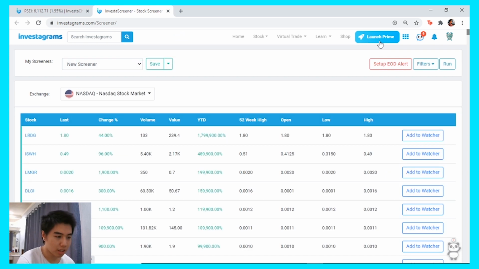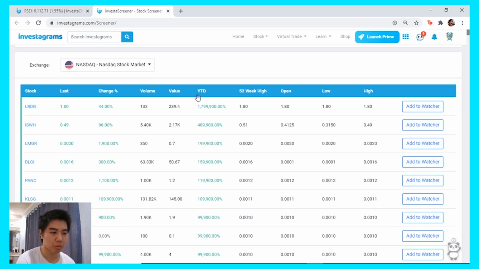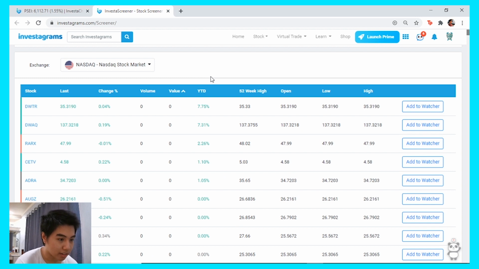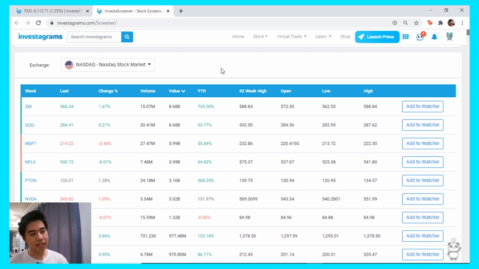Alright, so a lot came out. Don't mind these 1 million year-to-date ones, they're like penny stocks in the US, and illiquid, sorry. So let's sort by level of value, so only the highly liquid traded ones. Let's focus on the big caps, the highly liquid traded ones, not the illiquid ones.